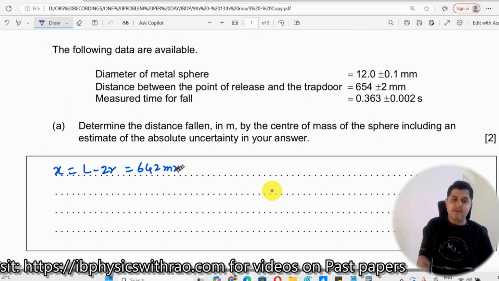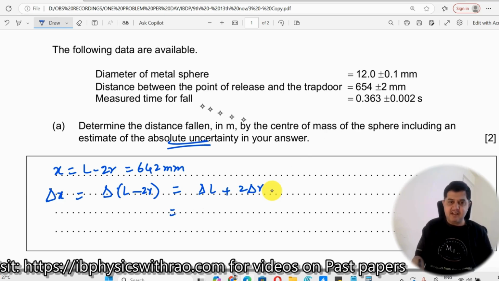642 millimeter is what we have got. Now we want to find out the uncertainty also, the absolute uncertainty. What is absolute uncertainty? Delta X is equal to delta of L minus 2R, which should be equal to delta L plus 2 times delta R. Right? What is delta L? Where is delta L here? 2 millimeter. 2 millimeter plus 2 times delta R.